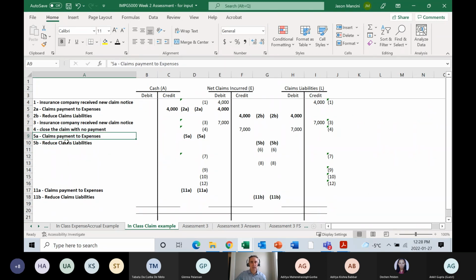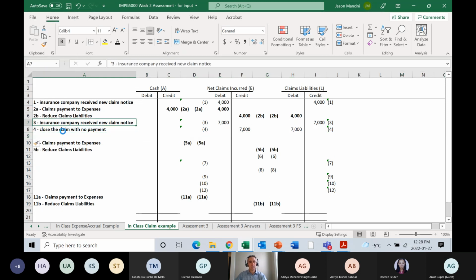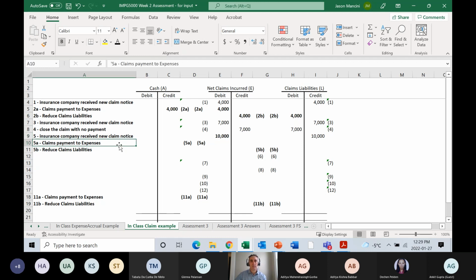All right, so we could have other types of transactions. Let me see here. Let's do a new one. We're going to receive another transaction. Let's see, we had 10,000. A $10,000 claim came in. Okay, new claim. And then we could make a claim payment to expenses. So it's on this same claim number 5. You could say we paid claim expense.